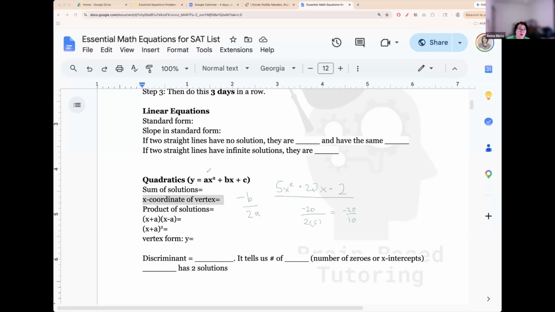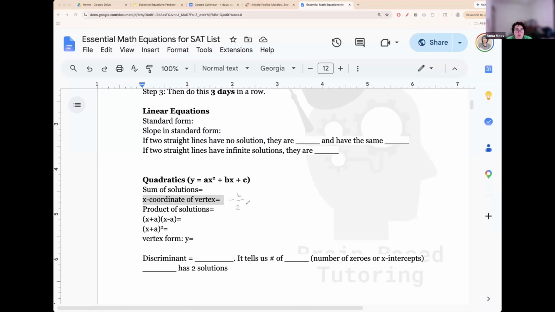Negative 2. Of course, on the SAT or the digital ACT, you can just throw this into Desmos and look at the graph as well, but it's faster to just do it in your head. Now, the y-coordinate of the vertex, you don't have any fancy equations, at least I don't know any for it. What we would have to do is plug in that negative 2 for x and then solve. So 5 times negative 2 squared, 20 times negative 2 plus 2, and that takes a while. Realistically, I would just throw it into Desmos. All right, so that's your negative b over 2a.